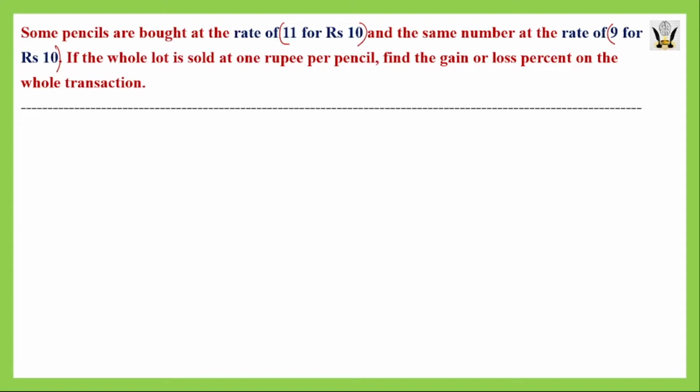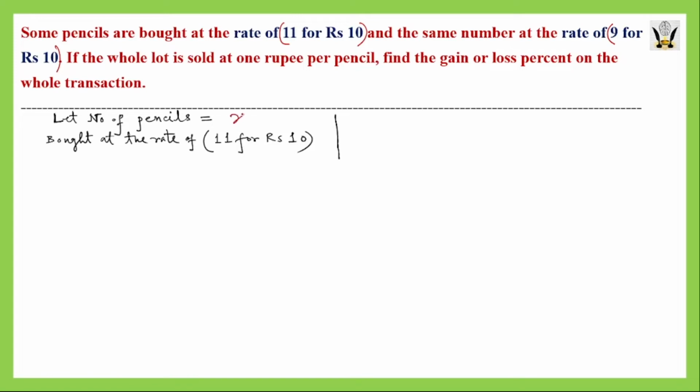So here the number of pencils is first of all not known, so we have to assume that. We'll assume that the number of pencils is X. So those X pencils were bought at the rate of 11 for rupees 10. So we have to find how much the cost price will be for X pencils. Now for the second, again the same number of pencils, X, as we assumed, is bought at the rate of 9 for rupees 10. So at that rate also we have to find how much the cost price of X pencils will be, and accordingly we will proceed.